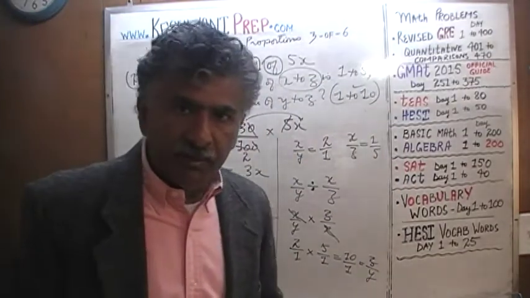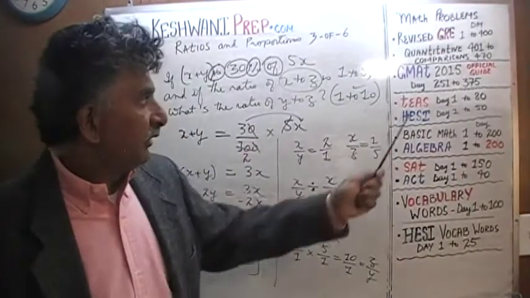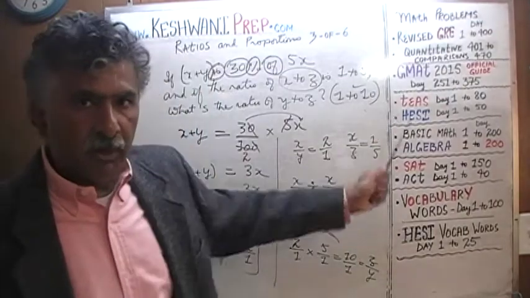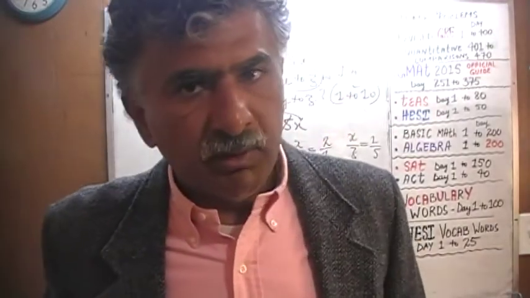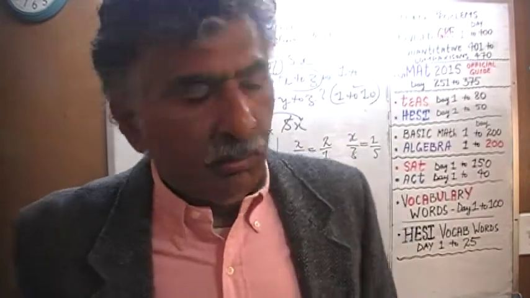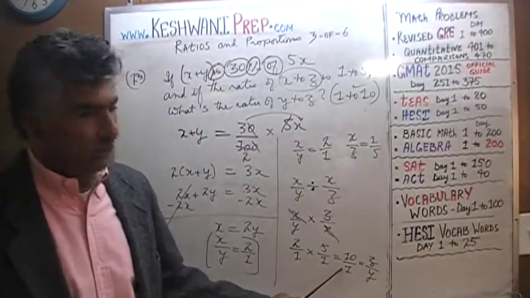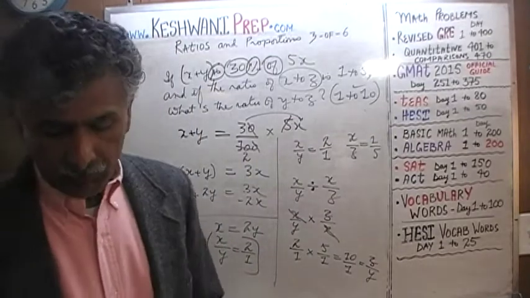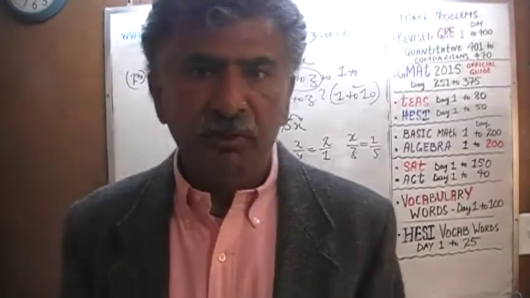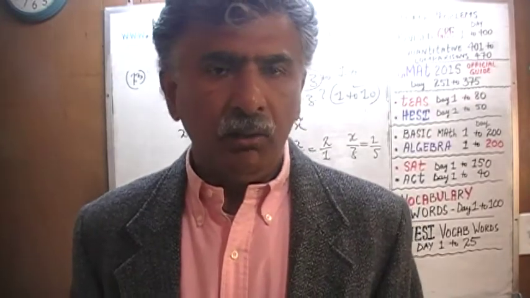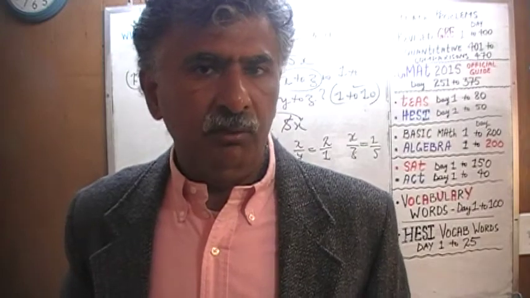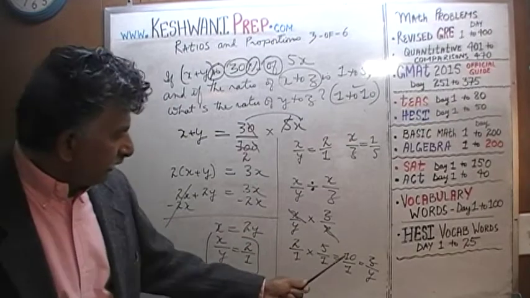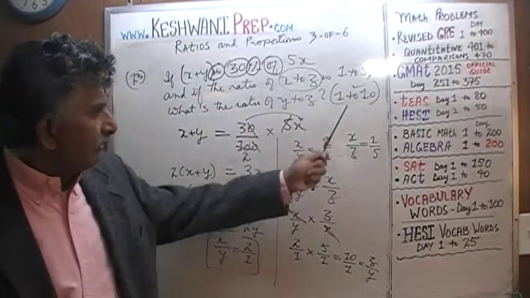And since you're preparing for one of these standardized exams, whether you're preparing for GRE or GMAT or TEAS or HESI or SAT or SCT, these are all standardized exams. All of these exams are in the form of multiple choice questions. You have to be very careful, because one of the answer choices is going to say 10 to 1 and one of the answer choices is going to say 1 to 10. This is where it pays to concentrate and always be fully cognizant of what is being asked. You must always be fully aware at all times as to what is being asked. Are they looking for y to z or z to y? Here they're looking for y to z. What we have here is z to y. So it's not 10 to 1, it is 1 to 10.